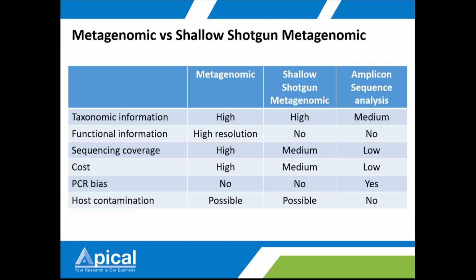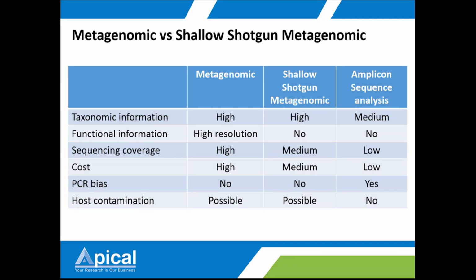For metagenomic, you need to have a high cost. Shallow shotgun, not so much, 1 to 3 GB, and for amplicon sequence analysis, which is quite low, right? And for PCR bias, there's no PCR bias for metagenome and shallow shotgun metagenomic because there's no primer involved for this application. For amplicon sequence analysis, yes, there is some PCR bias due to the type of taxa you want to target, and also the primer might be prone to cover specific microbe groups, not the others, right? So there's some PCR bias, right?